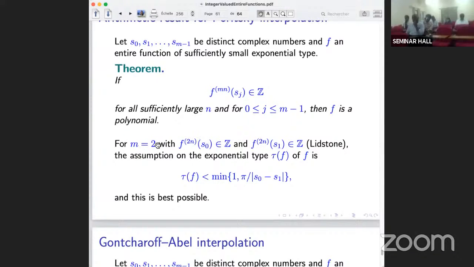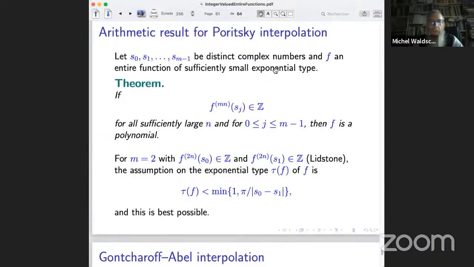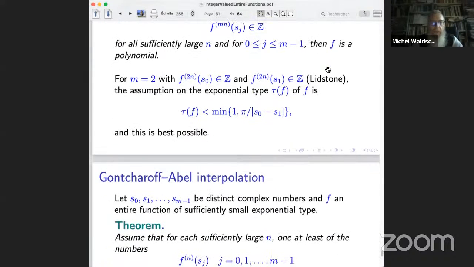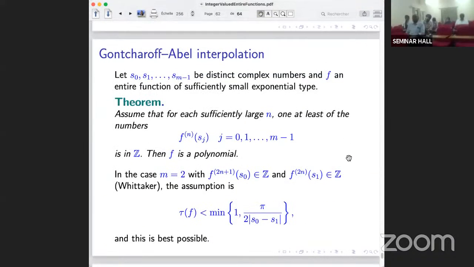And for n equal 2, we have seen with the Lidstone interpolation that we get the best possible result for the assumption on the exponential type. And I am able to give the best possible exponential type, but it would take some time to explain what is the value. For Goncharov-Abel interpolation, I do not know the best possible result in general.